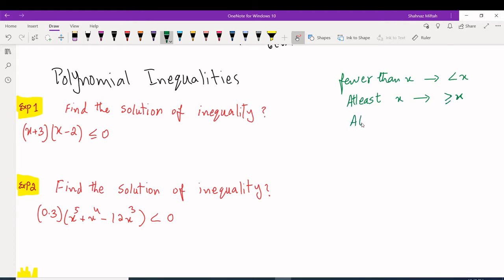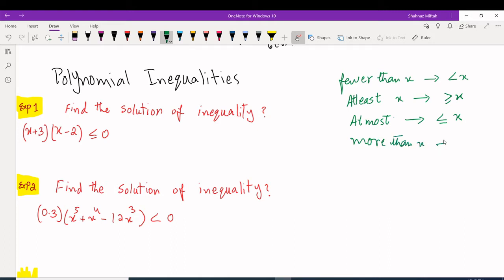At most, it's going to be less equal x. At most. So do you see if the alligator mouth open, which means big, greater? So that's towards x.